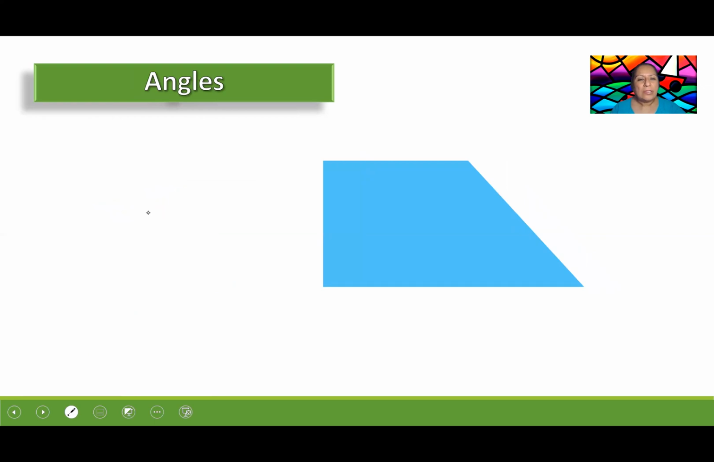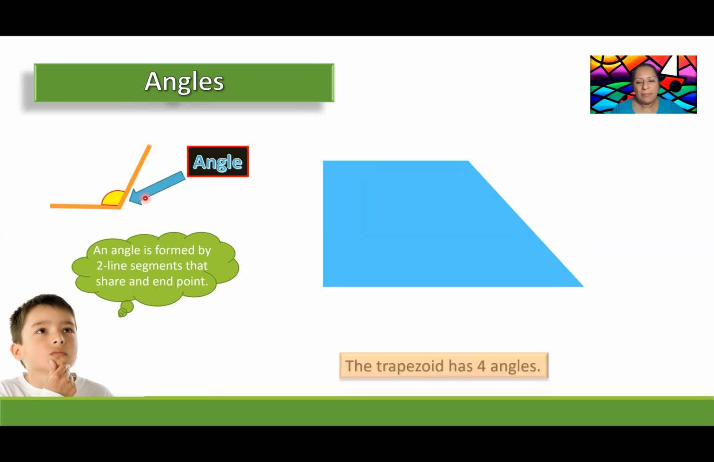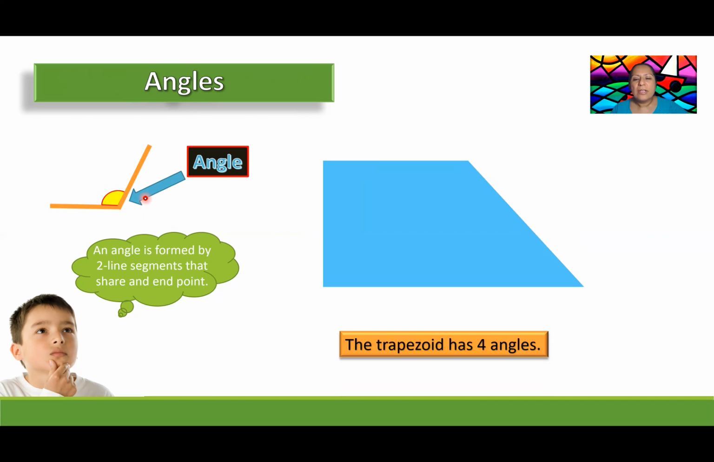Now let's see angles. How many angles does this shape have? So what's an angle first? An angle is formed by 2 line segments that share an endpoint. If you notice, it's very similar to the vertex. But the angle is the space between these 2 lines. So this is an angle. So let's find out how many our trapezoid has. A trapezoid has 4 angles. So let's prove it. Here are 2 lines that meet. That's 1 angle, 2 angles, 3 angles, and 4 angles.